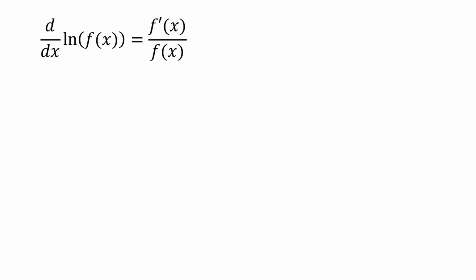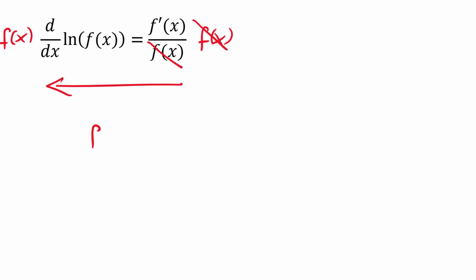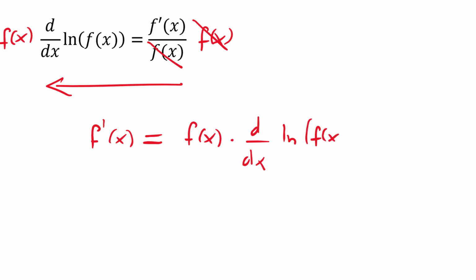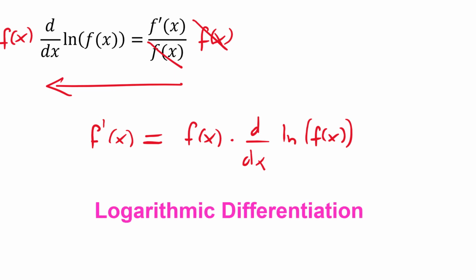This formula also turns out to be quite helpful if we multiply both sides by f of x, so that we can actually cancel f out here. So if we read from the right to the left, what we have is f prime of x equal to f of x times the derivative of the natural log of f of x. This is the formula for the so-called logarithmic differentiation.